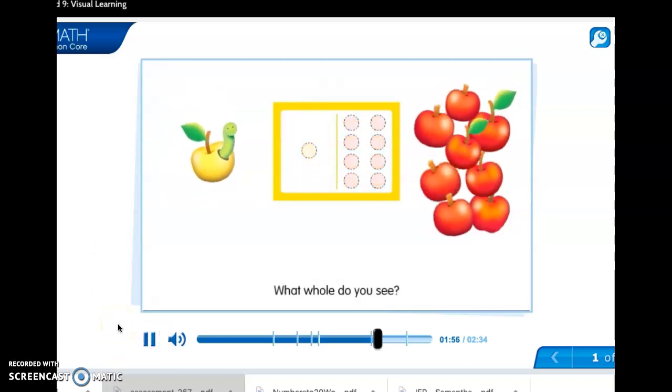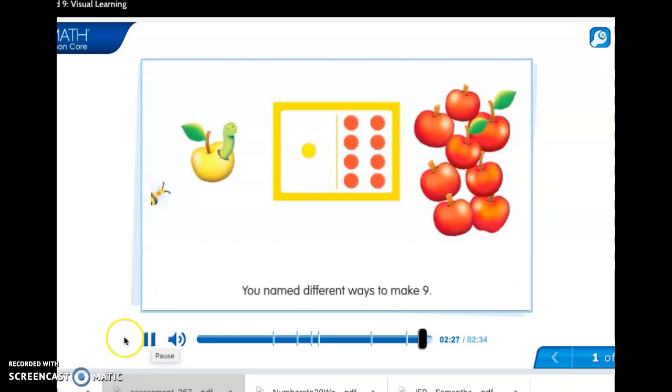What whole do you see? The whole is 9. What parts do you see? There is a 1-part and an 8-part. How do you color the counters to show the parts that make 9? Make the 1 counter yellow and the group of 8 counters red. You named different ways to make 9.